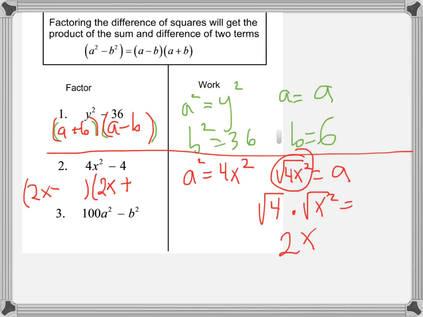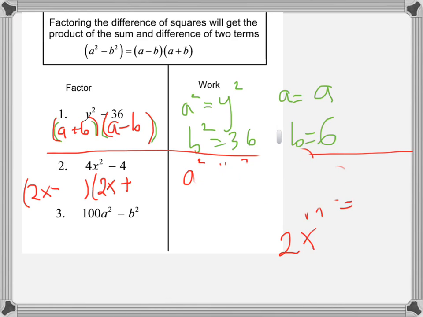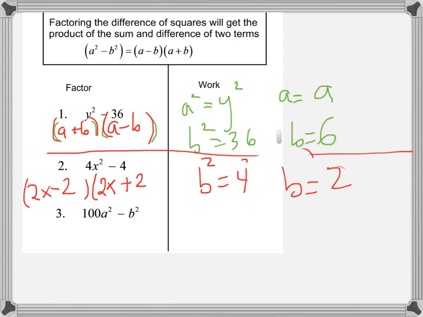One's going to be addition, one's going to be subtraction. We didn't talk about this before, but it doesn't matter if you put the subtraction or addition first in the binomials, because like with any product, you are allowed to switch them around because of the commutative property of multiplication. For the next thing, our b squared term is 4, so our b term must be 2. So we put that here, and 4x squared minus 4 is equivalent to the quantity 2x minus 2 times the quantity 2x plus 2.